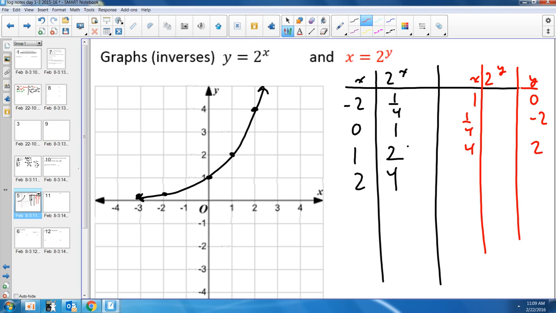So let's go ahead and graph that. So that's going to be 1, 0, 1/4, negative 2, and 2, 4, 4, 2, rather. And as you graph this, you're going to see that that's going to be moving in that direction. Well, how does that work? It works by actually reflecting about this x equals y line. All inverses have a property that they can reflect about that x equals y line. So what do you have?